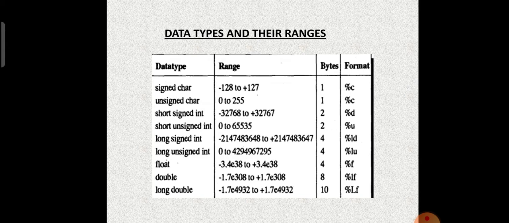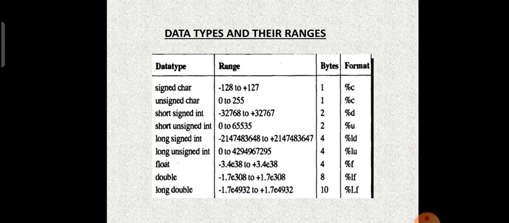A format specifier is used to print that data type, and we have some ranges for their respective data types. For character, the range is from -128 to 127. For int, 0 to 65535. These are all the ranges of data types.